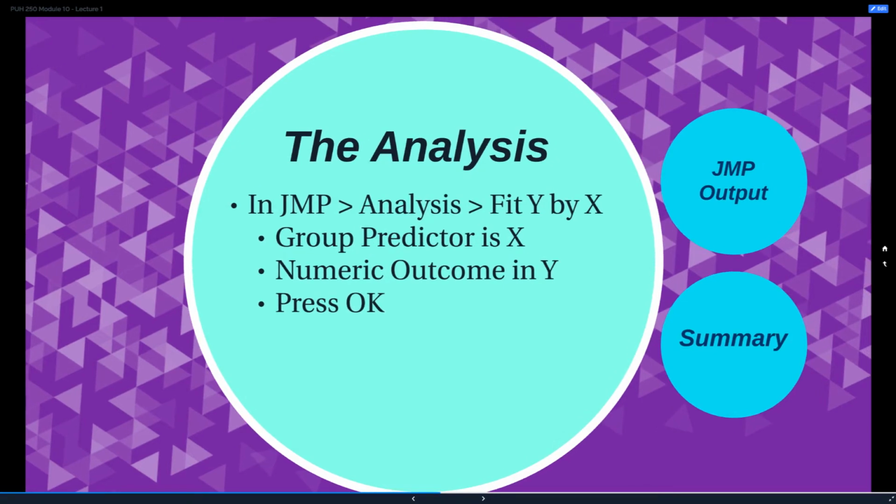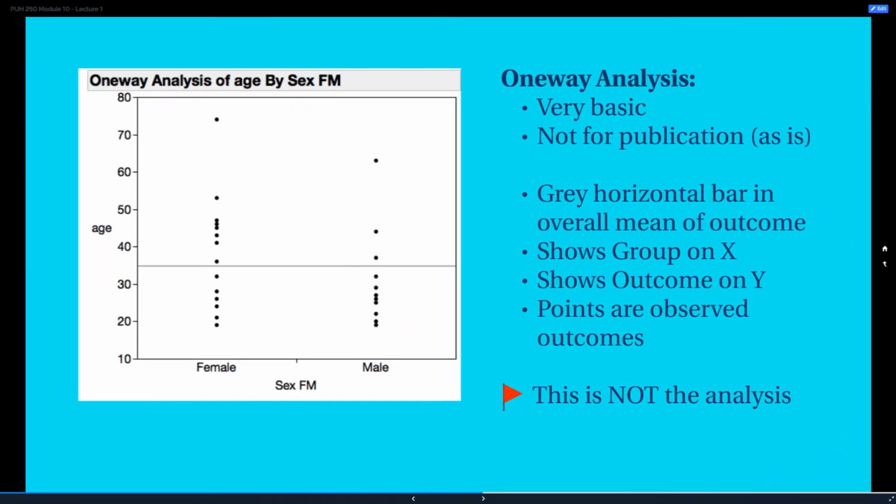Let's take a quick look at our JMP output here. Remember, you get a basic bivariate graph with your categorical variable on your X-axis, female and male, and your continuous response on your Y-axis. This is data from the zip bike data, which can be found earlier in the course. The one way refers to the fact that there is one categorical variable and your continuous outcome. This is also called ANOVA, analysis of variance.